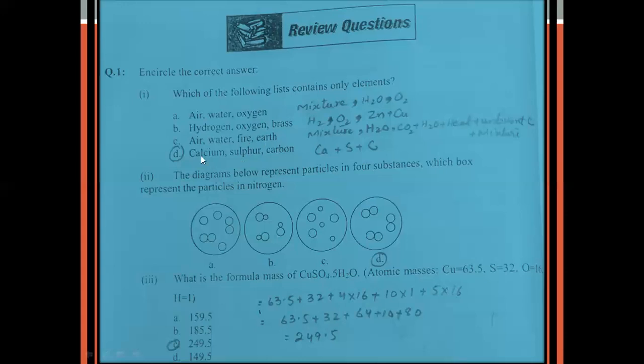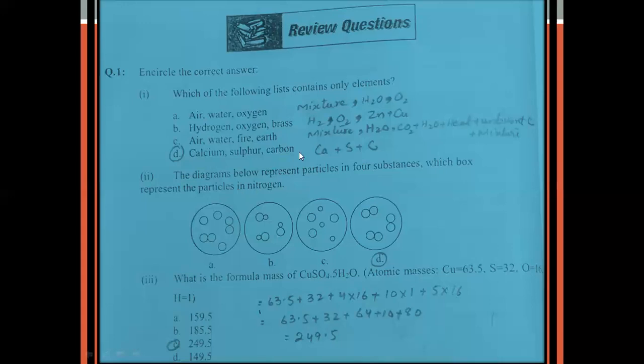And the last list is calcium, Ca, element; sulfur, S, element; carbon, C, element. All these are present in the periodic table, and the periodic table, I told you, contains 118 elements. So yes, the last list contains all the substances which are elements.